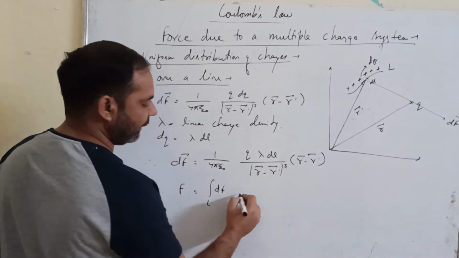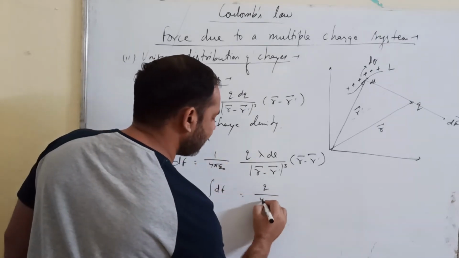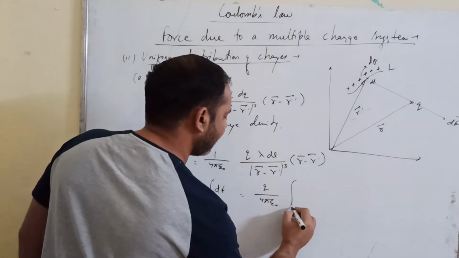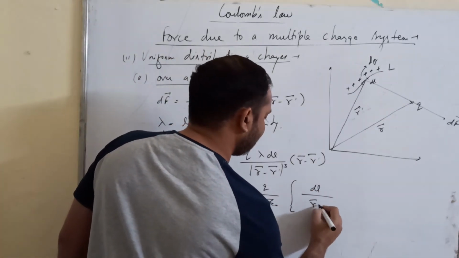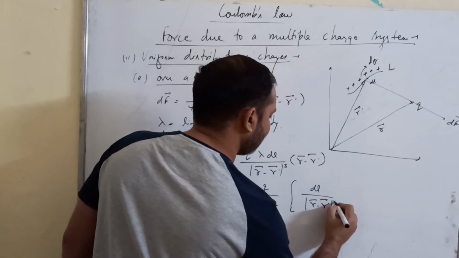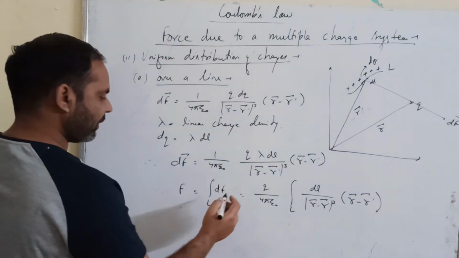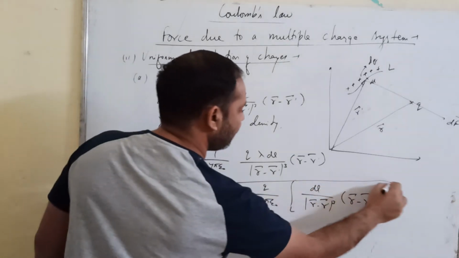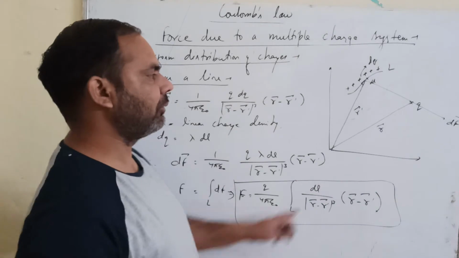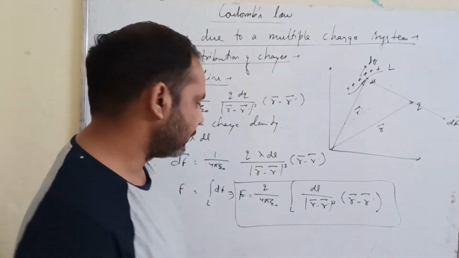over the line, and it will be q upon 4 pi epsilon naught, being constant you can take it outside, and it will be the line integral of dl upon |r vector minus r dash vector| whole cube into (r vector minus r dash vector). This is the formula to calculate the force on q due to the linear distribution of charges.